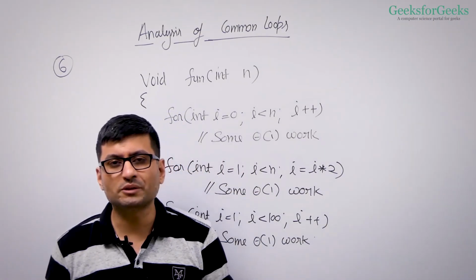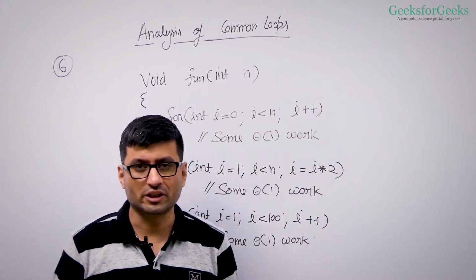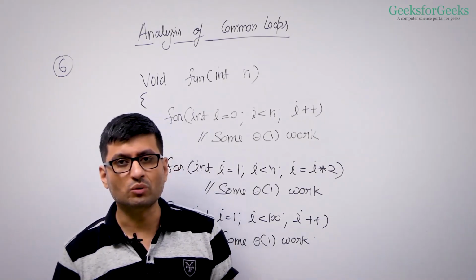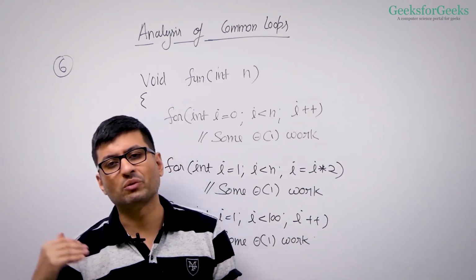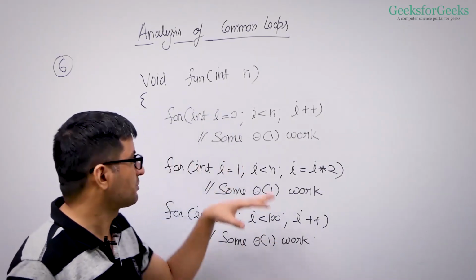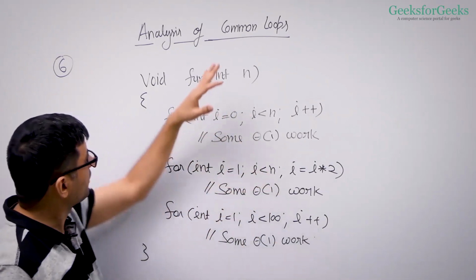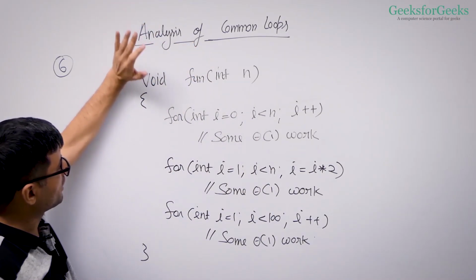These complex loops can be subsequent, one after the other. They can be nested, a loop inside another loop, or there can be a mix of these loops. One is subsequent, one is nested. Let us first take a look at simple subsequent loops. So we have this function. We want to find out the order of growth of this function.